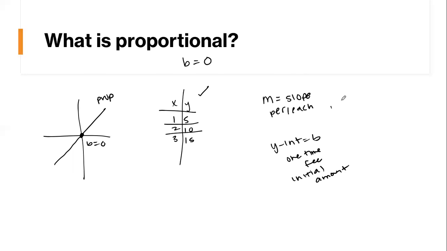Change that around, I went to the carnival and paid 25 cents per ticket. Well, if I didn't pay any amount of money to get in, but only paid 25 cents per ticket, my slope was 25 cents, but my y-intercept was 0, so that would be proportional.